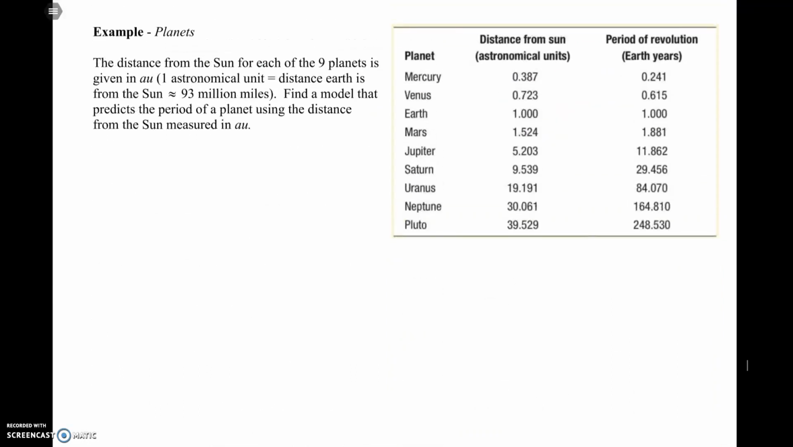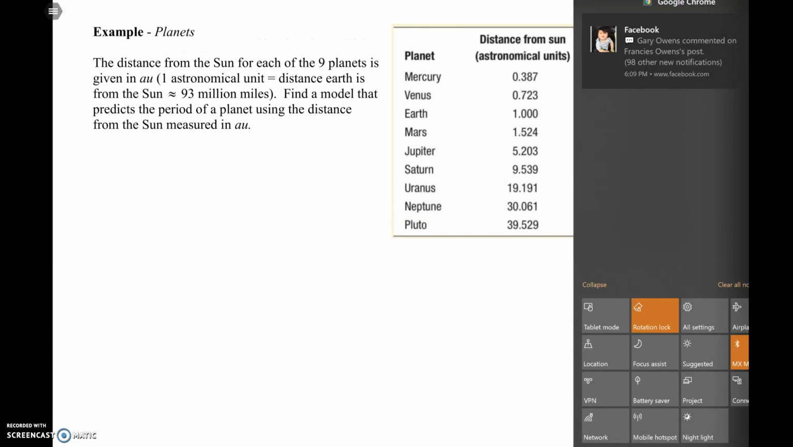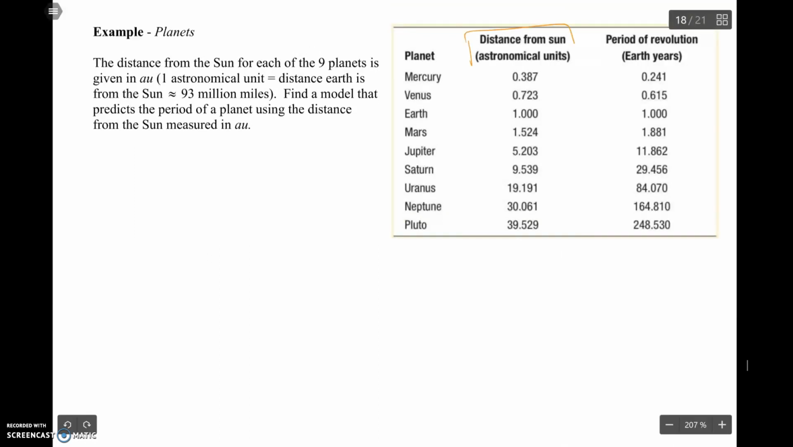This is using the distance from the sun to predict the period that it takes the planet to go around the sun. So here's the distance from the sun in astronomical units. Earth is 1 astronomical unit away from the sun. And here's the period in Earth years. So Earth takes 1 year to go around. Pluto takes 248. Mercury takes about a quarter of our year to go around. So how can we use distance to predict period?